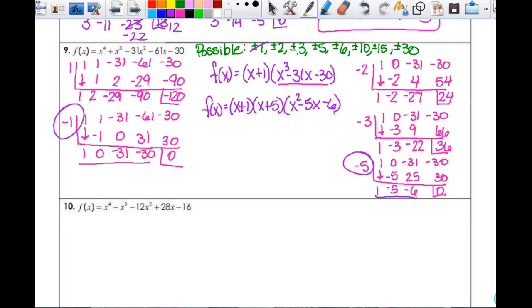Now, can I factor this? Yes, thankfully, because if not, I've got to go back to my synthetic substitution, right? So f of x equals x plus 1 times x plus 5, and then I have x and x here. This is negative, so my signs are opposite, and my numbers are 6 and 1.